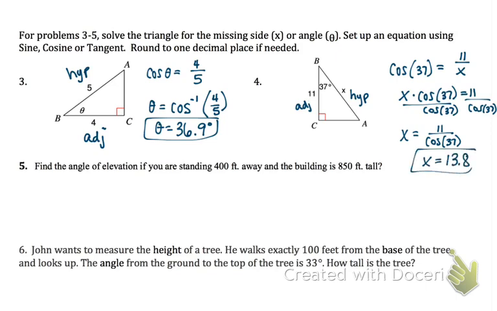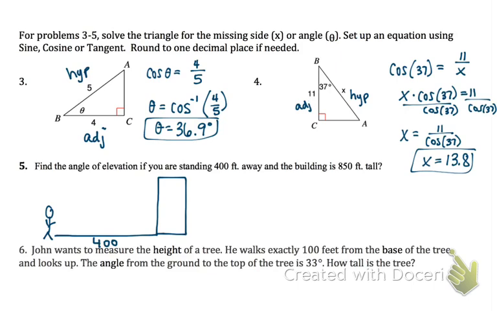Number 5. Find the angle of elevation if you're standing 400 feet away and the building is 850 feet tall. I'm guessing you're standing 400 feet away from the building. So let's go ahead and draw a picture. I'm going to draw us right here. And we are 400 feet away from a building. So here's 400, and here's the building.